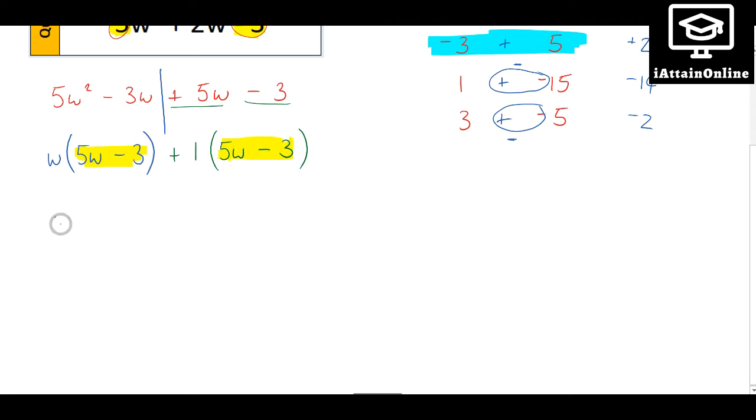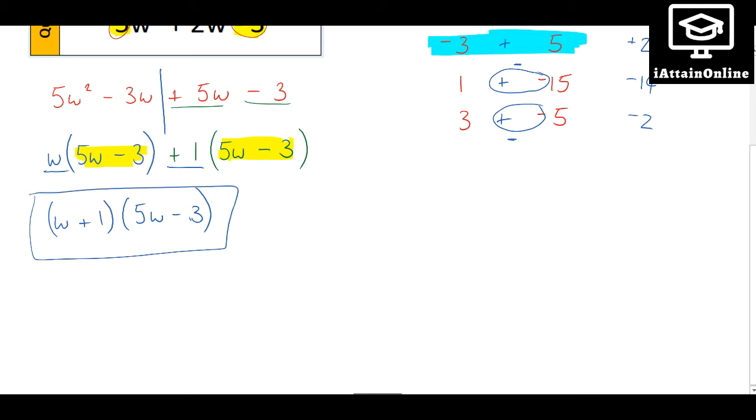So now one of my brackets becomes w plus 1, and the second bracket becomes 5w minus 3. Again, it doesn't matter, you could have written 5w minus 3 as your first bracket and w plus 1 as your second bracket. Both are equally correct. Okay, final example.